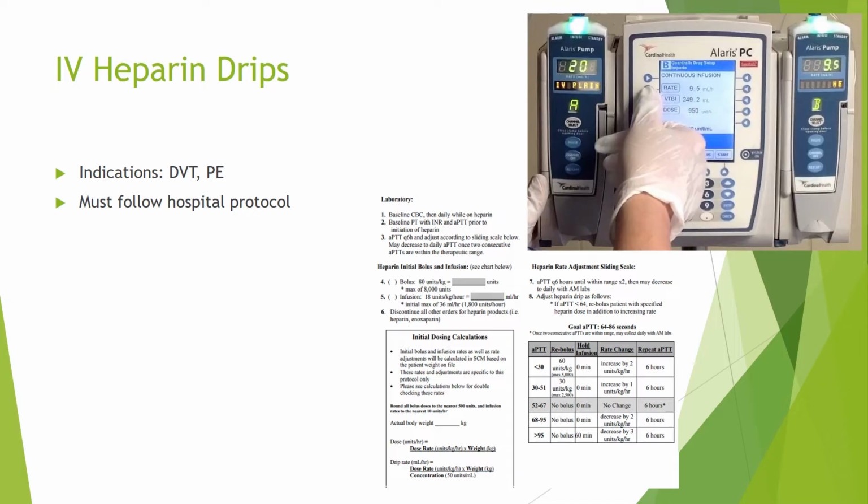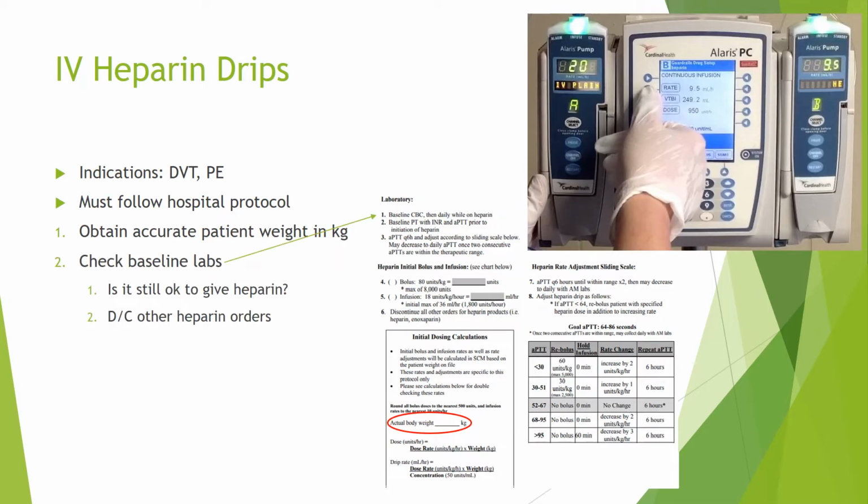So if you take a moment to glance at this protocol, you'll see a lot of kgs or kilograms. This protocol is based off of our patient's weight. So you can see how important it is to get an accurate weight on your patient before moving forward. Imagine the ripple effects of using an inaccurate weight from the beginning. So once we have that accurate weight, you can see that the first thing we need to do is assess our patient's baseline labs. So why are we doing this?